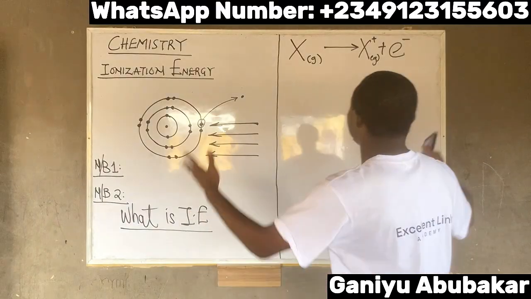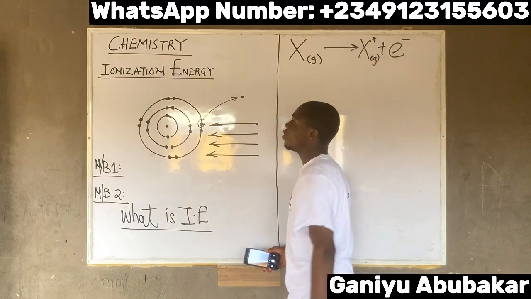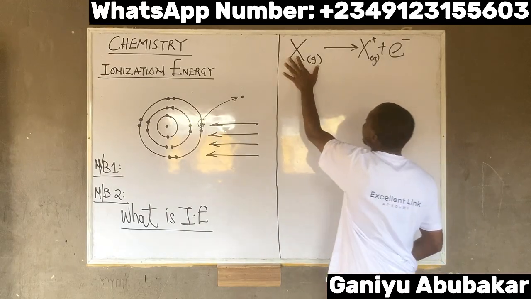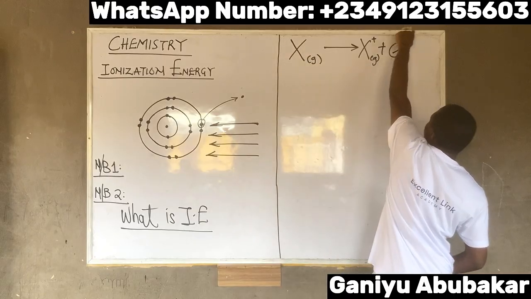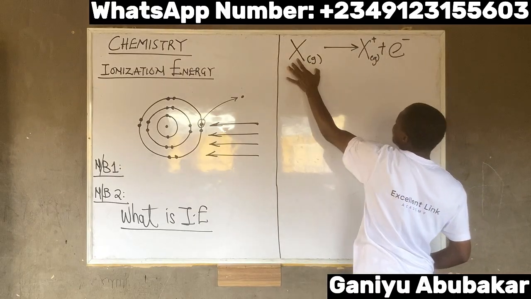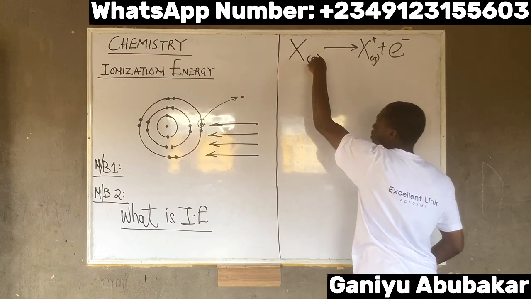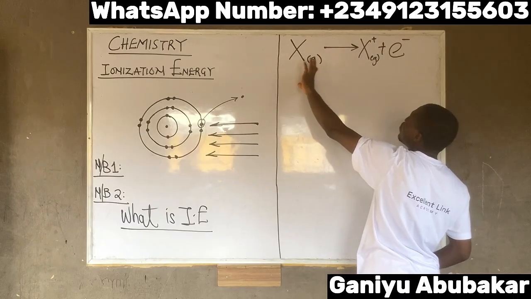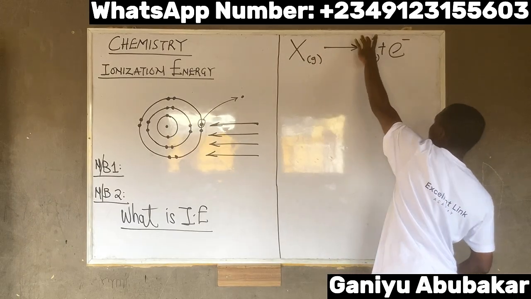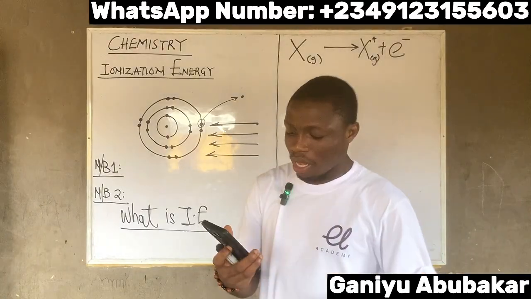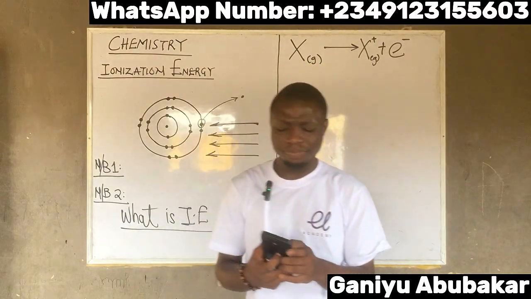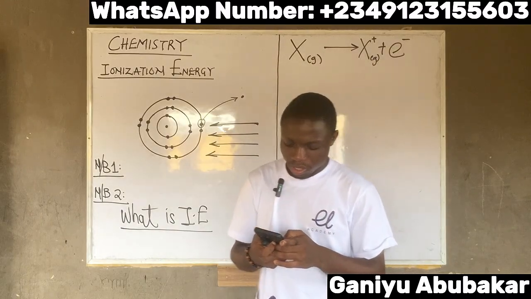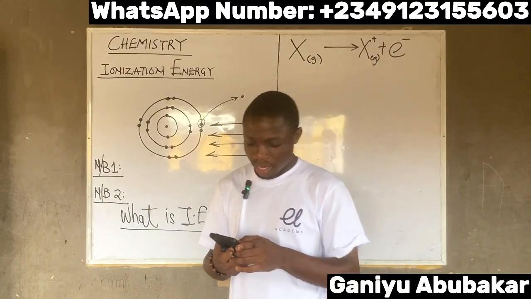So this is the expression for the definition of ionization energy. The amount of energy required to remove an electron. This is an electron. I remove an electron from this neutral atom in the gaseous state, thereby leaving it to form a positive charge ion at the end. So you can see this is your mathematical expression for ionization energy, as you can see on the board. First things first.